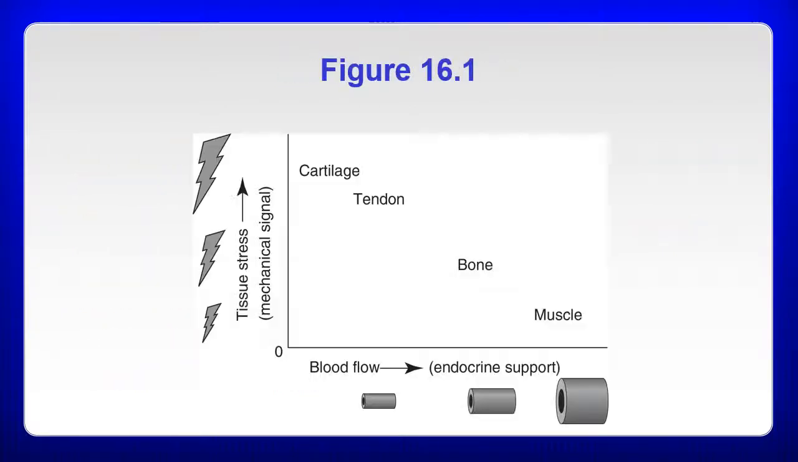So here's an illustration that comes out of your textbook, and what this shows is how much endocrine support the tissue gets based on its blood flow. So you see here, obviously the combination of tissue stresses and blood flow influences how many hormones are going to be delivered. Now, here's the thing. You see that cartilage and tendon, for instance, do not have very good blood supply. Now, the important thing to note is that even in tissues with limited endocrine access, they do have the ability to synthesize hormones locally, okay?